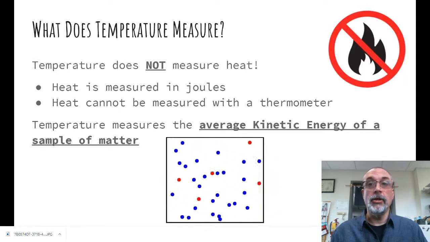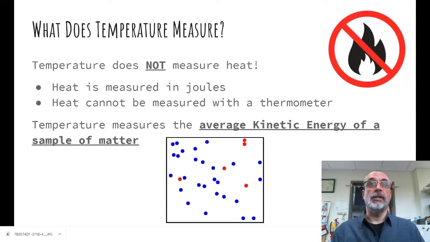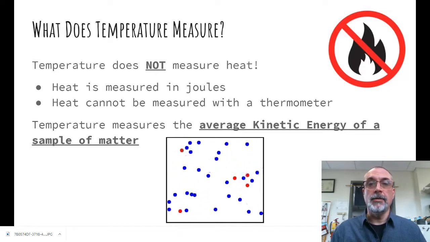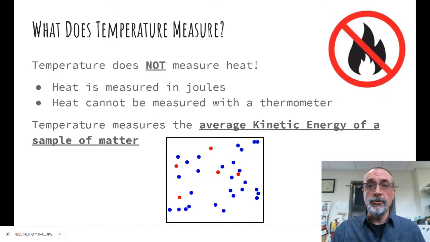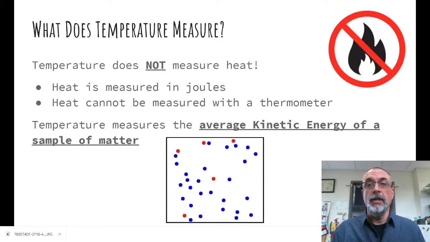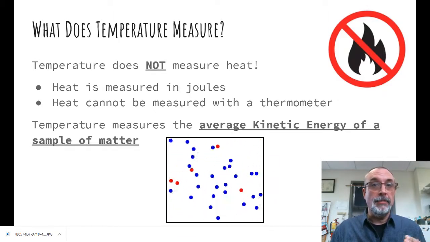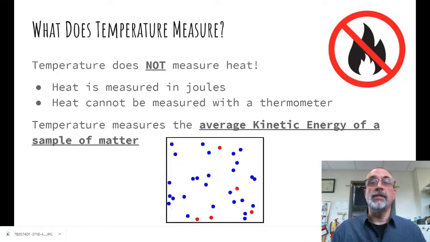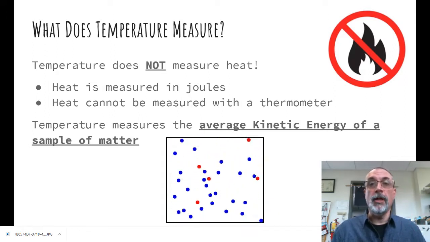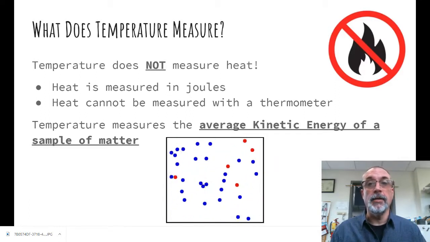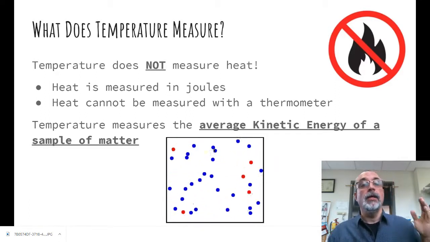Heat is measured in a unit called the joule, which is actually a generalized SI unit, metric unit, for energy. Heat's a kind of energy. Heat can't be measured with a thermometer. As a matter of fact, there isn't an instrument that can measure heat directly. You have to actually move the heat from one place to another in order to measure it. We'll talk about that later on in the year when we get into thermodynamics.